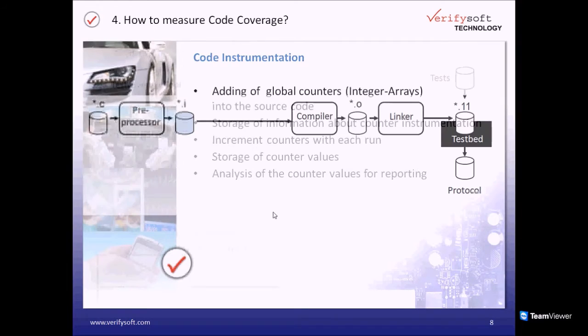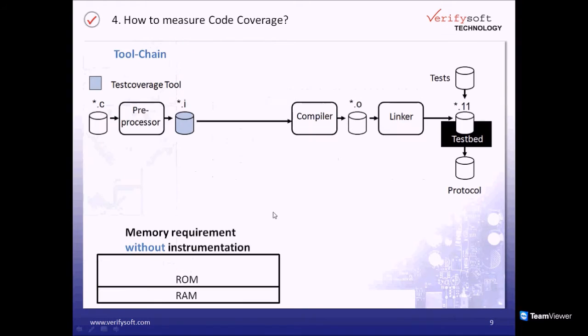Here we see the classical process of unit testing without test coverage. You have your C source code files, here is the compiler, and then the object files that are linked in order to produce an executable to run on your target. Here is an image of the memory requirement without instrumentation.